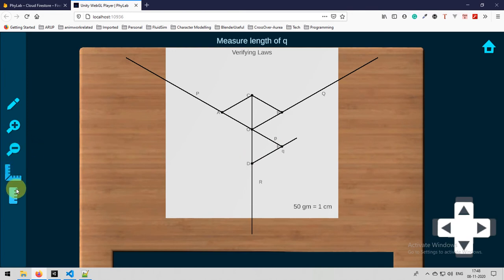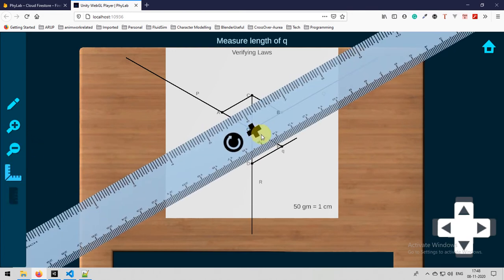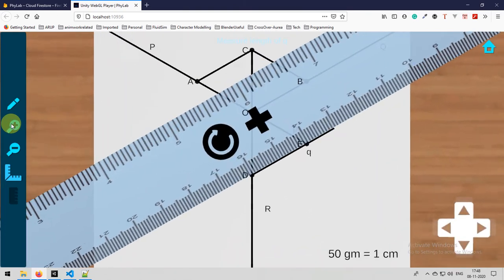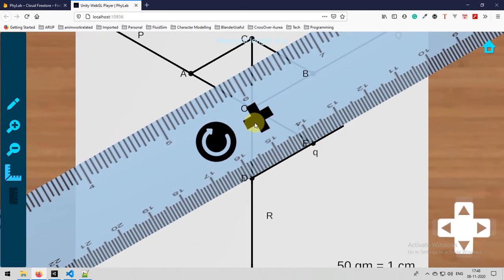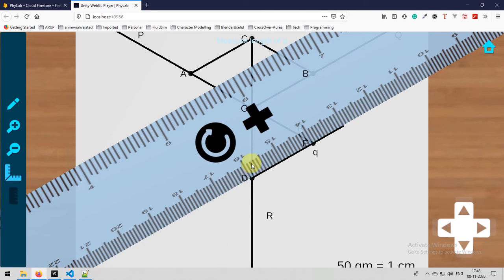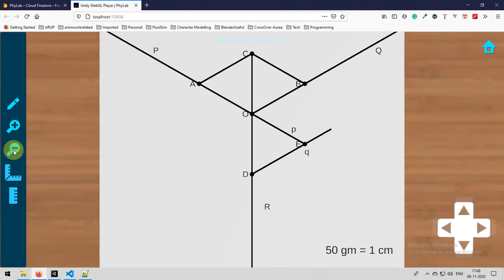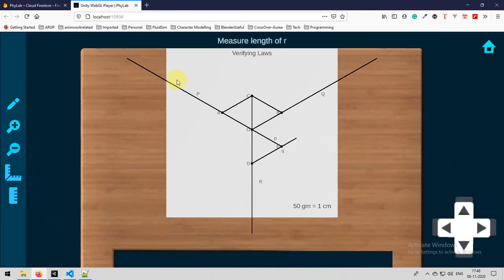Again, measure the length of Q. Q is the line which is parallel to the capital Q vector. So here again I will enable the scale, and then I will adjust the scale, and then I will measure the length. Again, 2 centimeters I got.